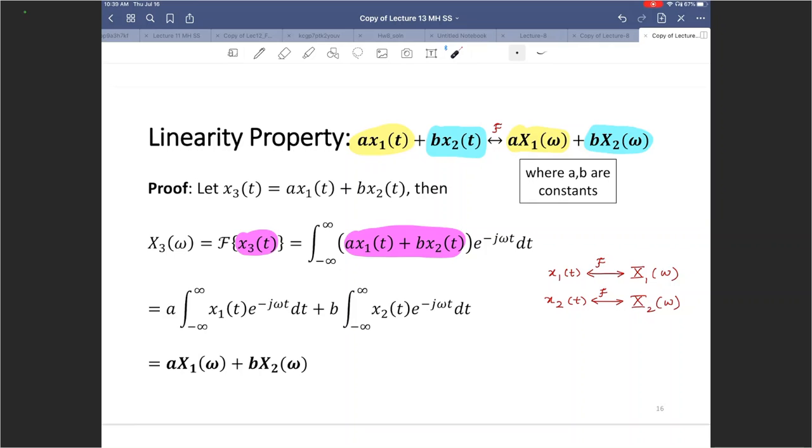Because a and b are scalars, they come out of the integration process. You are still integrating over here with respect to time. You're still integrating over here with respect to time. This is simply the Fourier transform of x1, which is cap X1 of omega. This is simply the Fourier transform of x2, cap X2 of omega. So that's a very quick proof of the linearity property. And these two have to be given, right? These two have to be given for that. And you can actually use this in a very handy manner for finding several of your Fourier transforms.